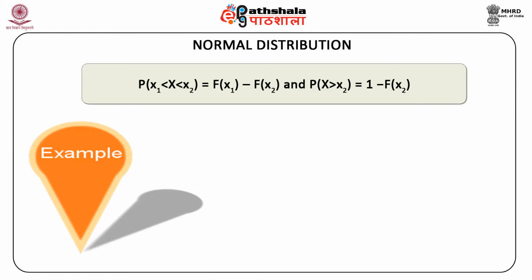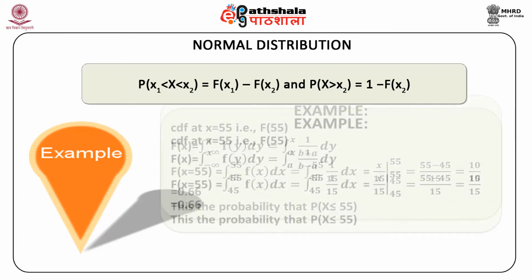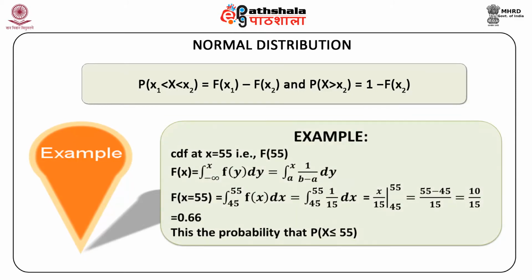That is, the probability of x being greater than x1 and less than x2 is equal to F(x1) minus F(x2). And the probability that capital X is greater than x2 is equal to 1 minus F(x2). In the above example, calculate the CDF at x equal to 55.